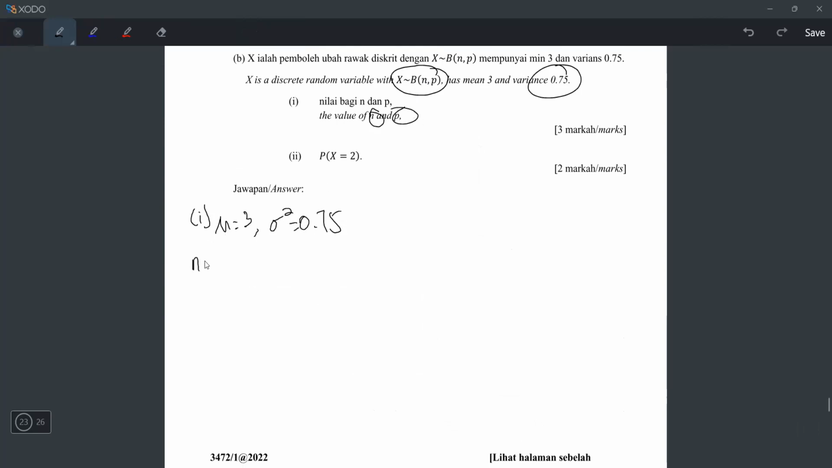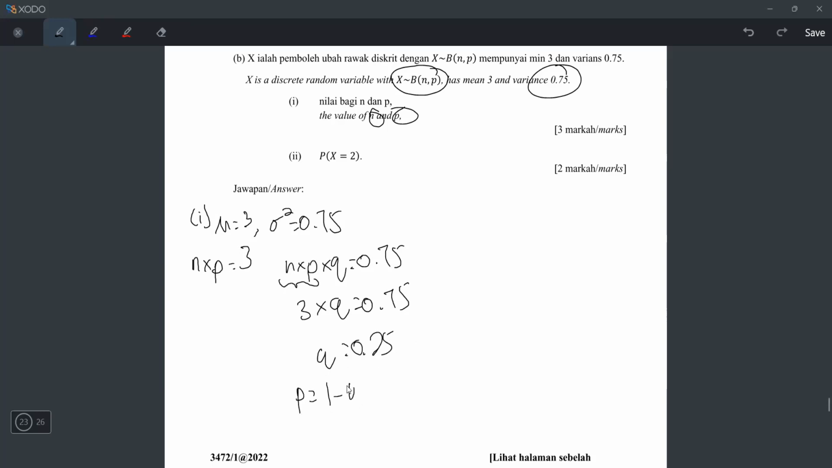Quite easy. Mean formula is n times p. Variance formula is n times p times q. But so far, I don't have any of these yet. I don't have n, I don't have p, I don't have q, but it's fine because I know n times p is 3. It means this one is 3 times q equals to 0.75. So q equals to 0.25, but q is probability of failure. So if I have my probability of failure, I can find probability of success. 1 minus 0.25 is 0.75.